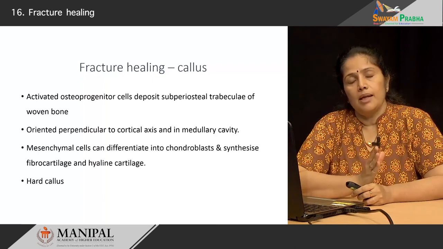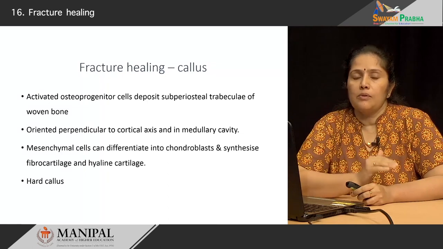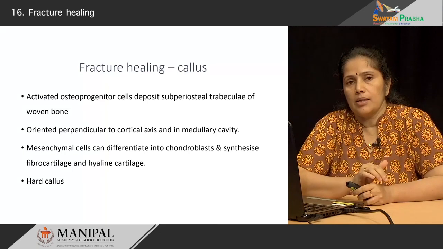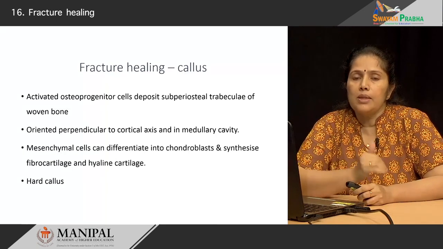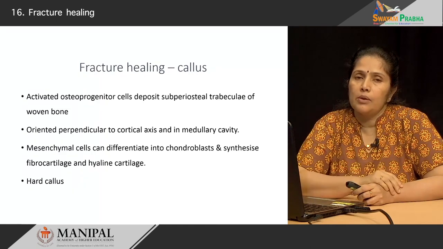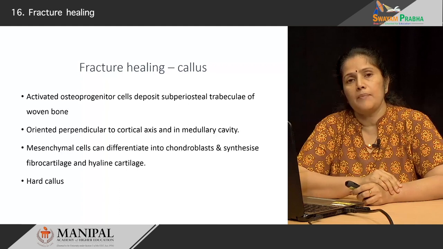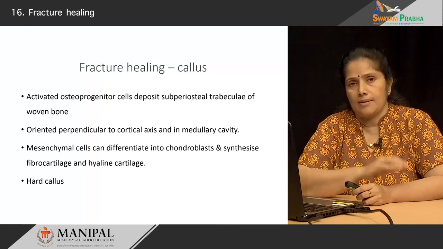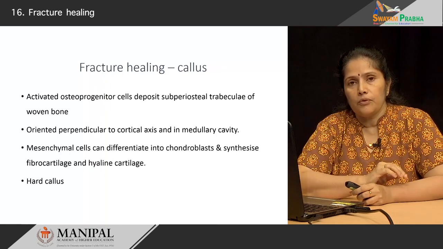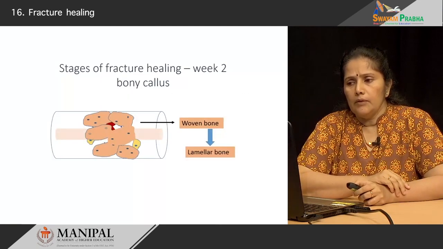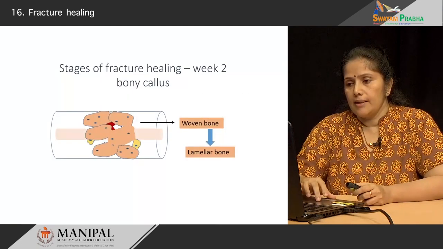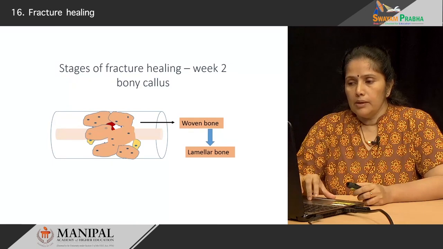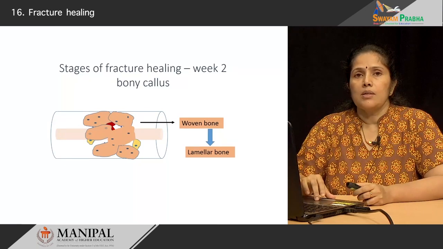So, we started with hematoma formation, after which there was a phase of inflammation, then the fractured ends were anchored using the soft callus, and then over the soft callus woven bone is laid down by the osteoprogenitor cells. From the subperiosteal zone they start moving into the area of fracture and they replace it. Now, if you look at this picture, you can see that the entire zone of hematoma is now being laid down with bone, and the type of bone that we saw was woven bone.